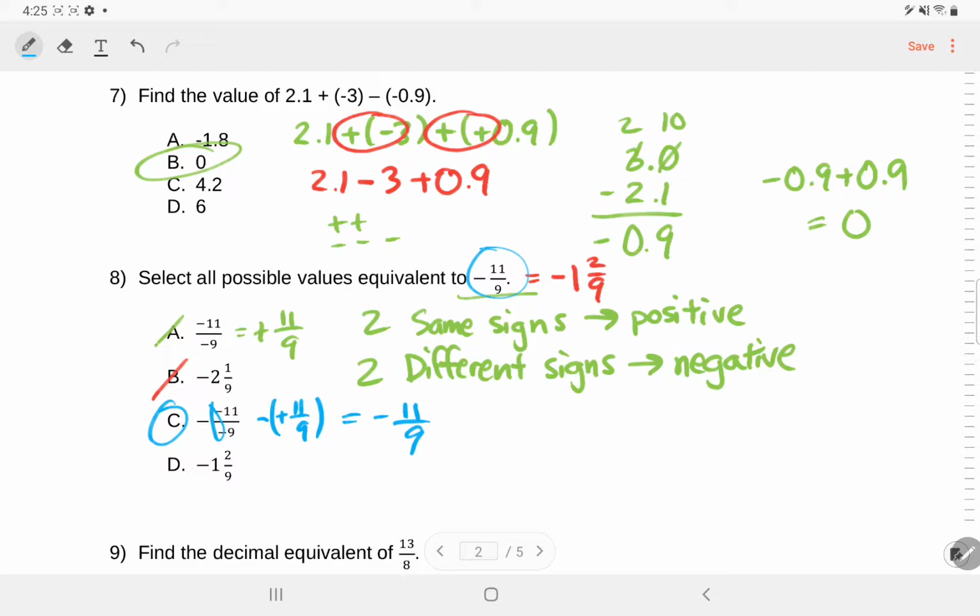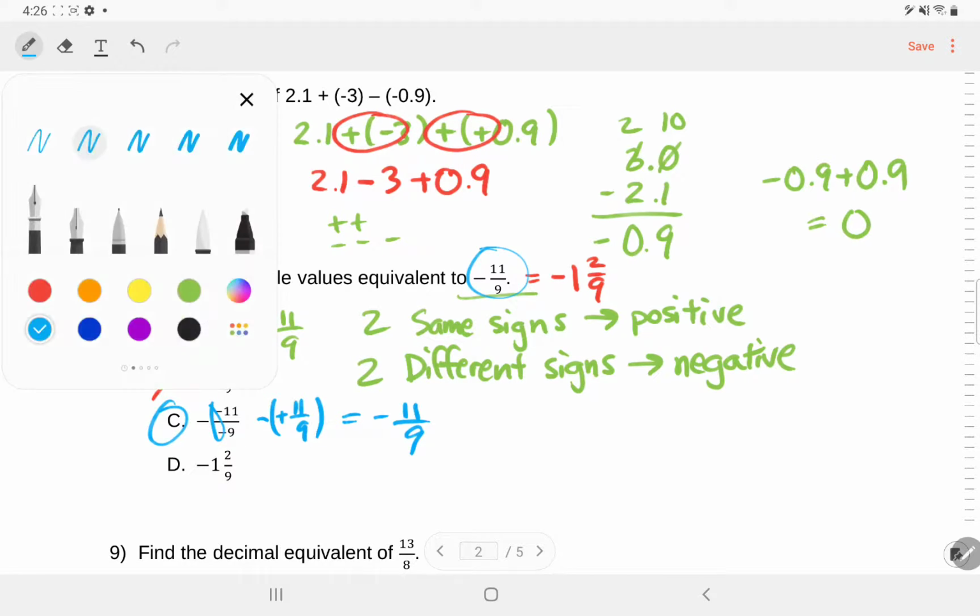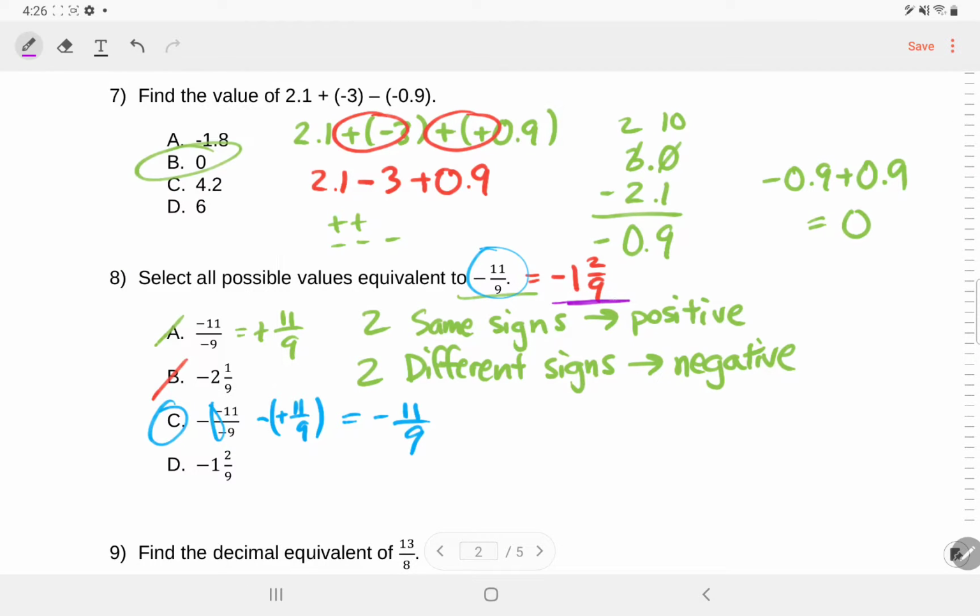And then for the last one, negative 1 and 2/9, as we solved earlier, it is exactly the same thing as negative 11 and 2/9. So it's also D. So for problem 8, the answers are C and D.